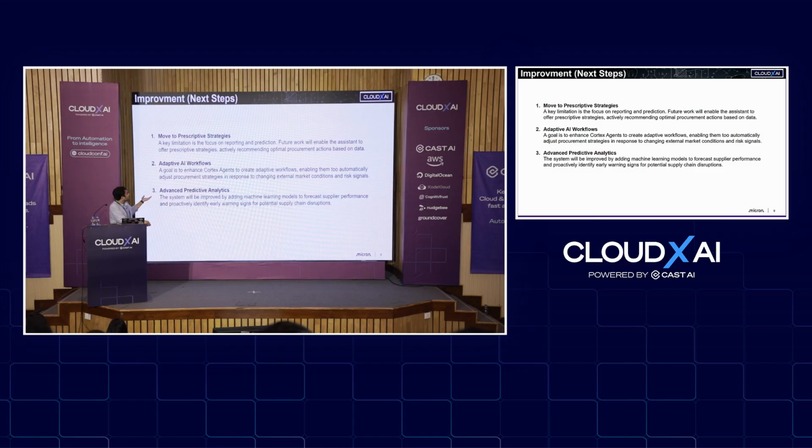Now what we are doing next, we are moving more toward prescriptive strategies. As of now, we have automated the part where the analysis of data happens. We have not automated the part where the assistant should generate recommendations for them. Arriving till the negotiation part is automated. Then generating adaptive workflows: let's say the market situation changes, you integrate that, and the agent will adjust the output accordingly, include that information and generate the output accordingly.